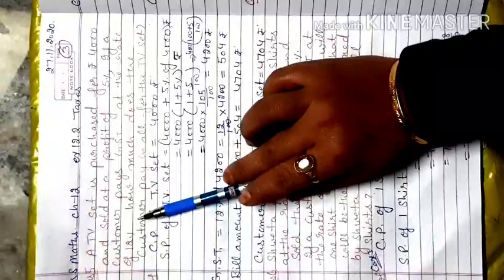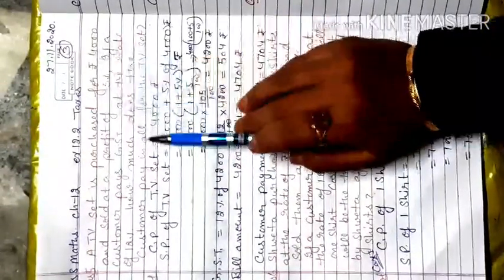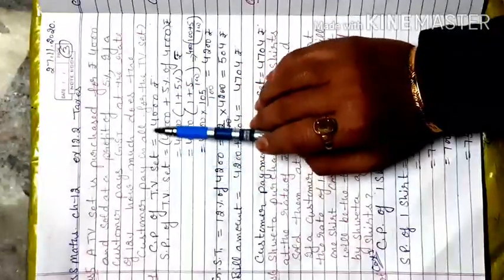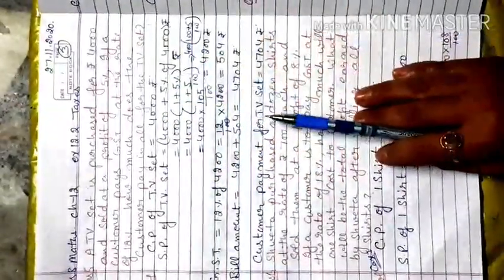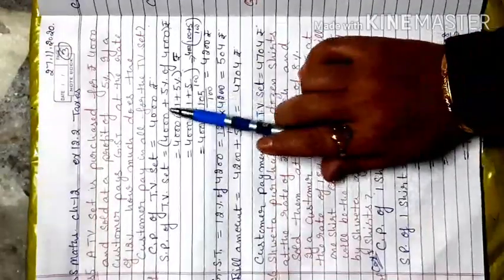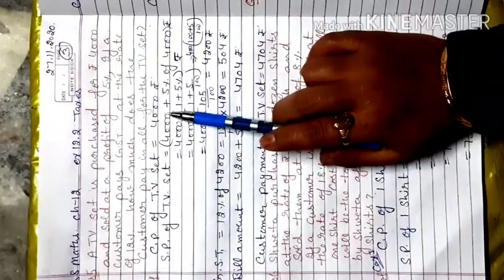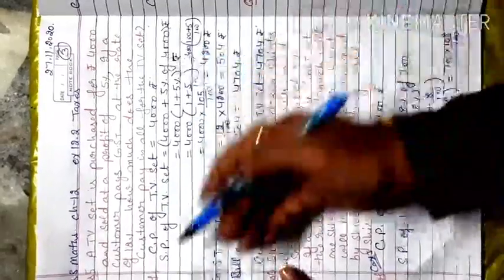GST here is 12%, profit is 5%, purchased for 4,000. How much does the customer pay in all for the TV set? So what was the actual payment of the customer, that you have to find, because 4,000 is the marked price, the cost price set by the shopkeeper.